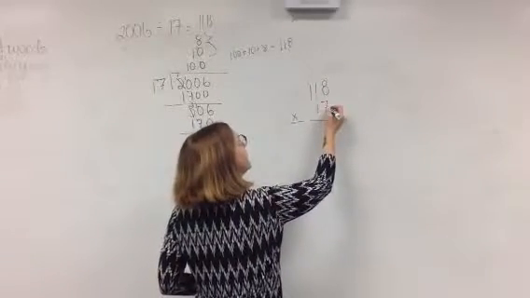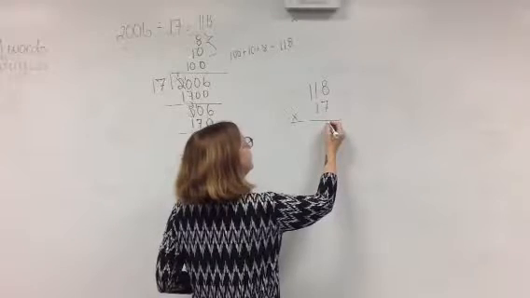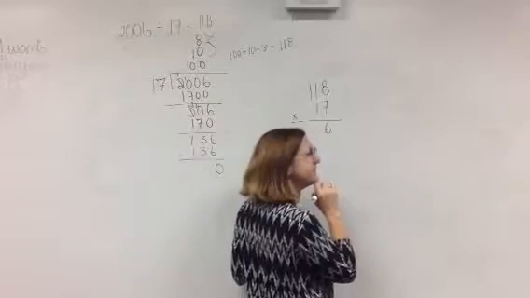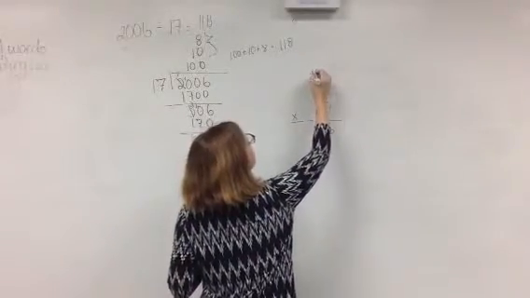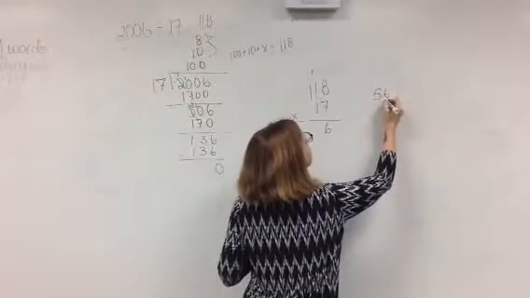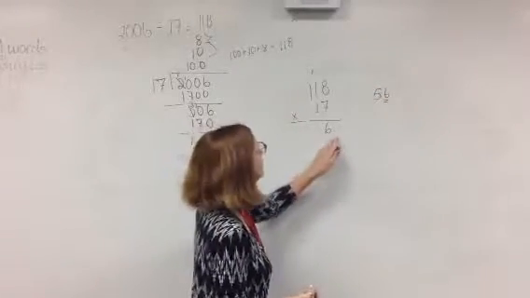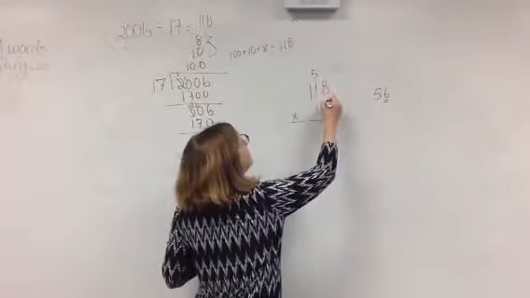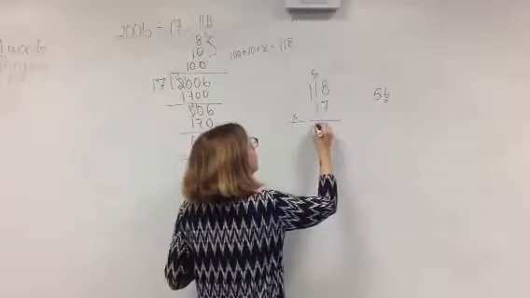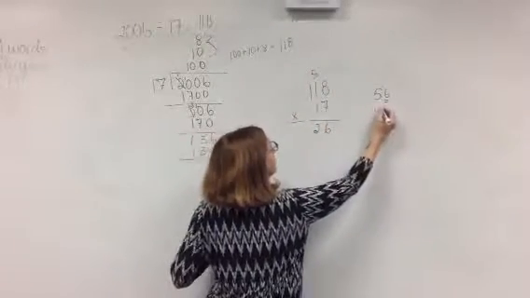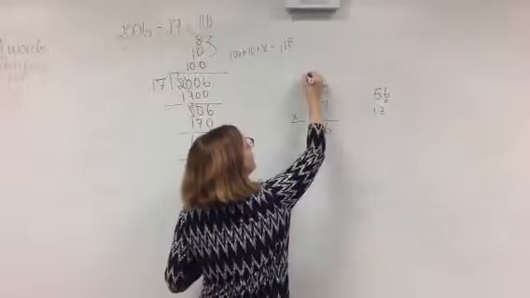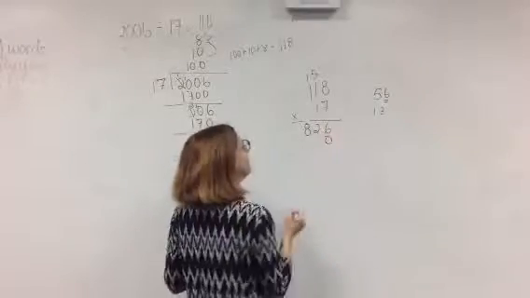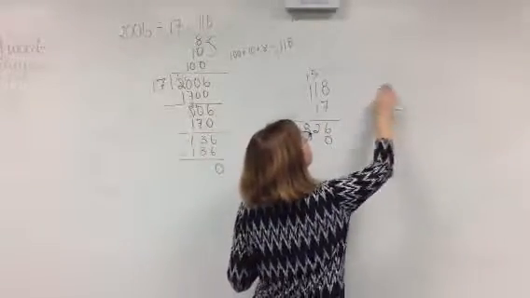8 times 7 is 56, I hope. Let's see. 8 times 7 is 56. So I'm going to put 6. I only put the number from the ones here. I regroup the 5. 1 times 7 is 7, plus 5 is 12, right? So I put the 2 here and I regroup the 1. 1 times 7 is 7, plus 1 is 8. I'm going to put a 0 here. I'm going to erase these because I don't want to look at them anymore.